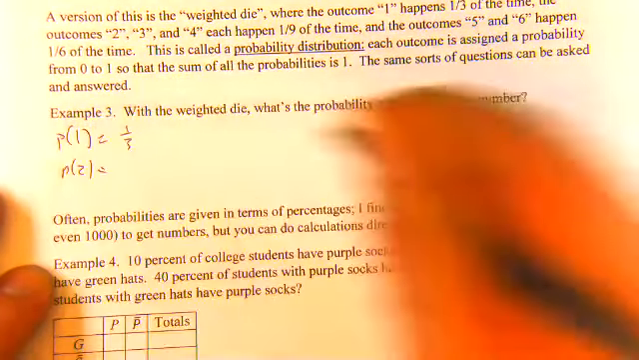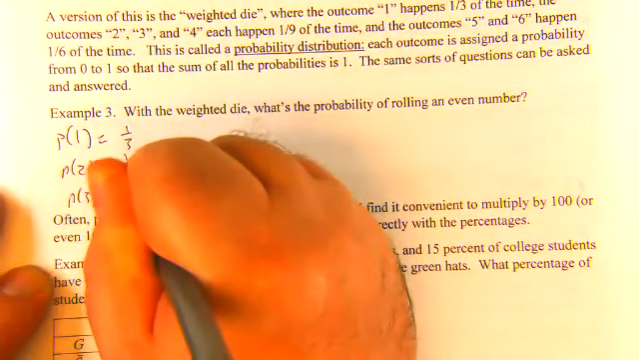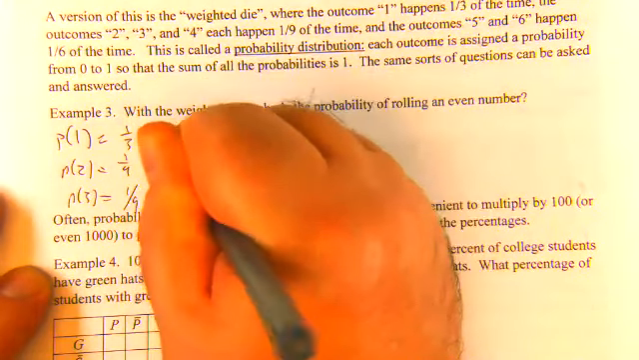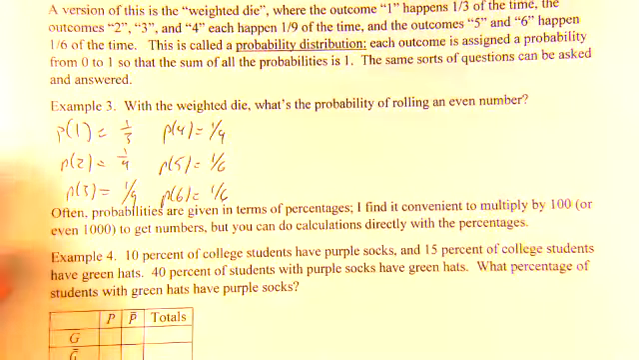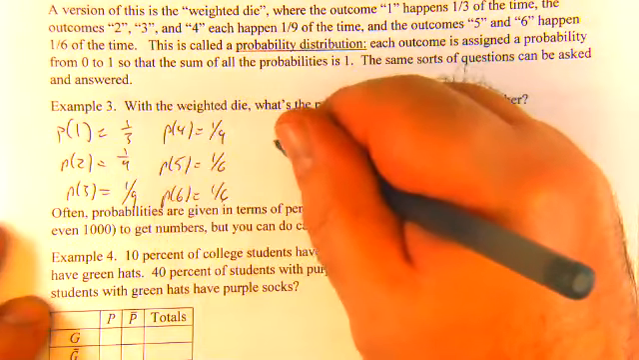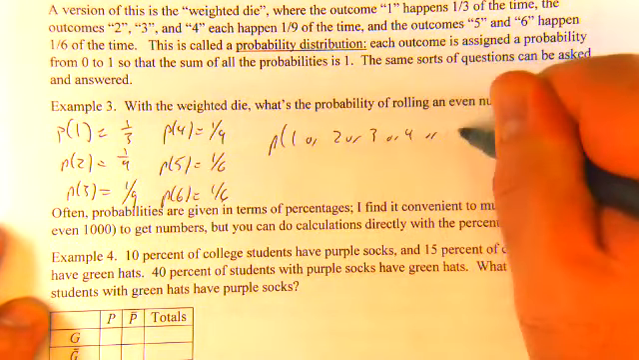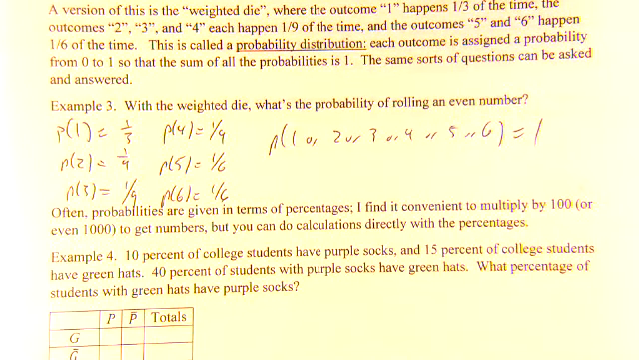Probability of 2 is 1 out of 9. Probability of 3 is 1 out of 9. Probability of 4 is 1 out of 9. Probability of 5 is 1 out of 6. Probability of 6 is 1 out of 6. So it's a weighted die of some sort. Notice that if you add these all up, this adds to 1, right? You're going to get 1, 2, 3, 4, 5, or 6. You're just not going to get them in the same orders as we thought we had before.